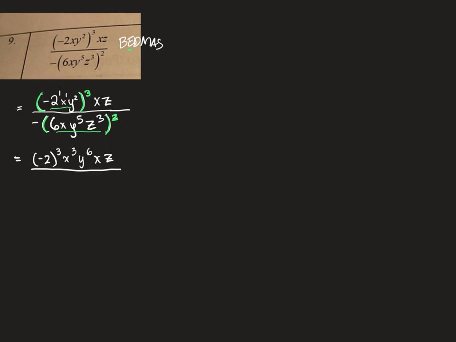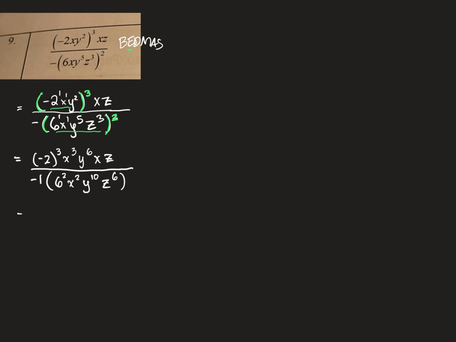All right, now the denominator. The negative out front is not inside the brackets, so the squared on the brackets does not apply to that negative. Let's actually write it as -1 just to make things simpler later. Now the 6 has an exponent of 1, so we multiply 1 times 2. So now it's 6 to the exponent of 2. X, same idea, x to the exponent of 2. Y, 5 times 2 would be 10. And for Z, 3 times 2 is 6.